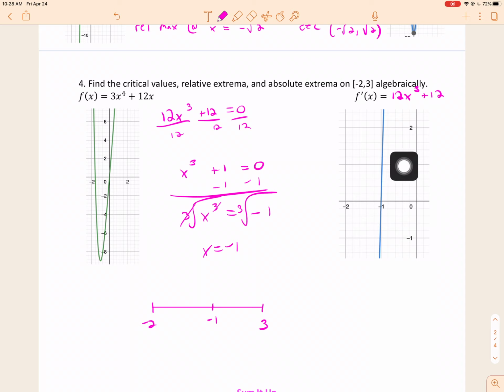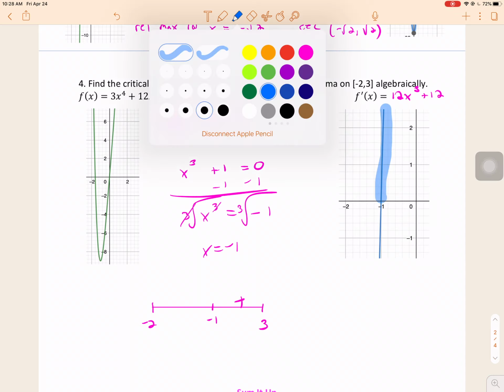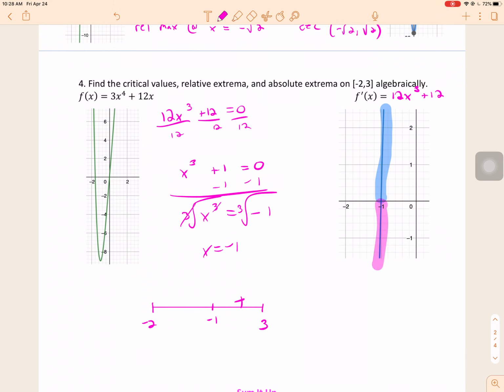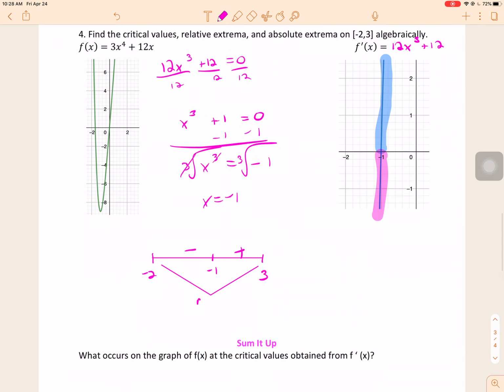To the right of -1, positive numbers. To the left of -1, negative numbers. Decreasing, increasing. There is a min. So we have a relative min at x equals -1. It's decreasing from -2 to -1, and it's increasing from -1 to 3.